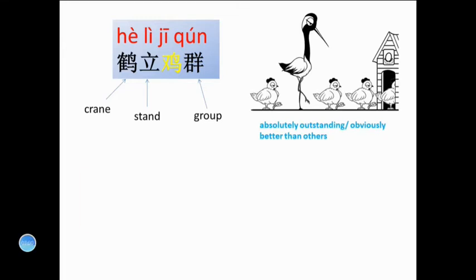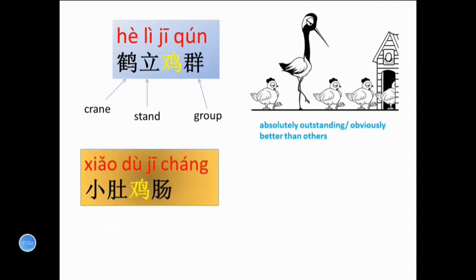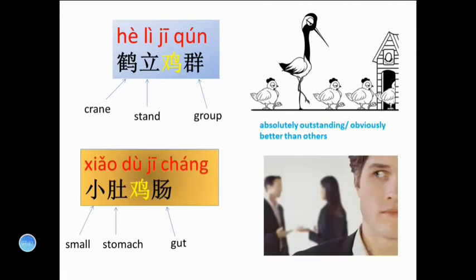Another interesting idiom is 小肚鸡肠. Here, the first character 小 means small, 肚 means stomach, 鸡 is chicken, and 肠 means gut. You may think it sounds a bit disgusting, but the emphasis is on the small size of these organs. So if someone is described as having a small stomach or chicken guts, 小肚鸡肠, it means he or she is very petty or narrow-minded.